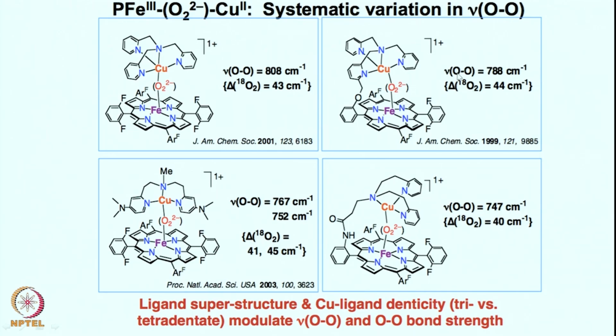We can do the isotope labeling, so that can show that it has been shifted to, let us say, 744 wave number in this case. So 788 minus 44, yes, that would be 744, and then delta 18O2 is 44 wave number, right.